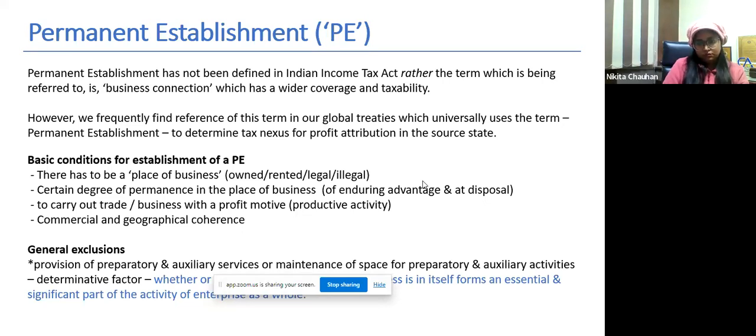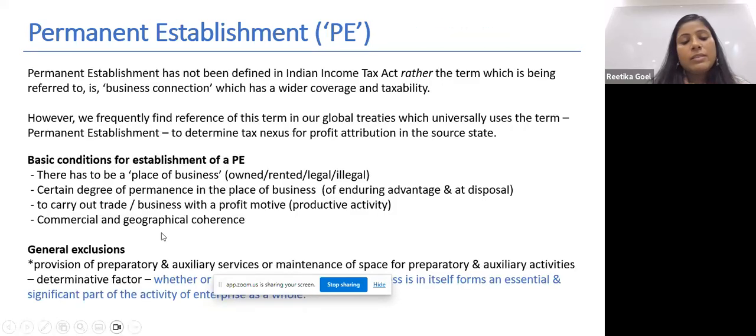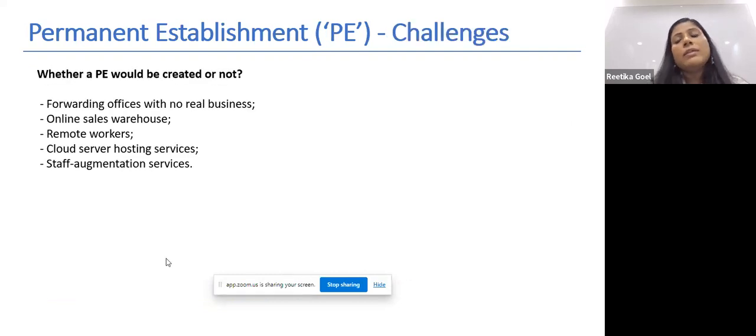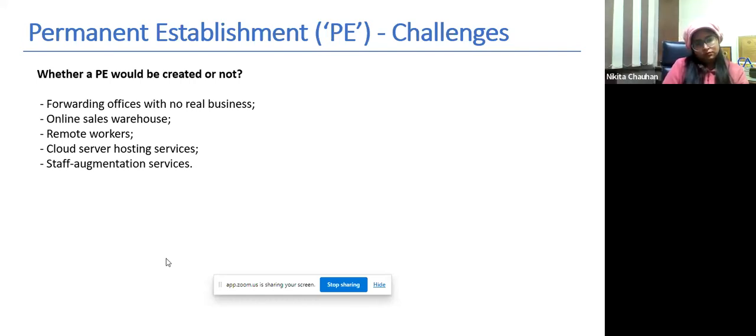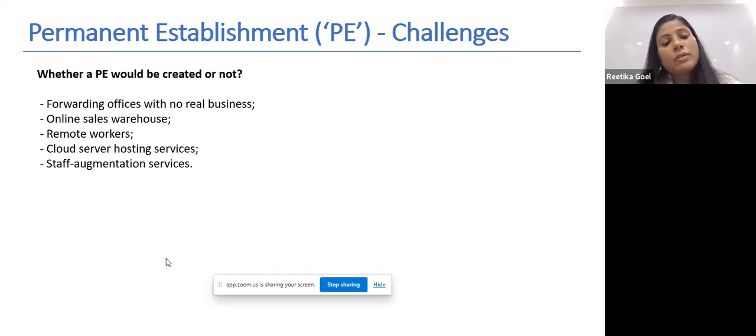So the general exclusion which is being provided is for preparatory and auxiliary services, and the maintenance of a space for preparatory and auxiliary activities is not to be considered as part of a permanent establishment. Now there are different types of PEs. Every PE definition needs to be evaluated based on the facts of that case, and each entity's facts are different from the other entity's facts. There is a certain set of facts where the controversy is more.